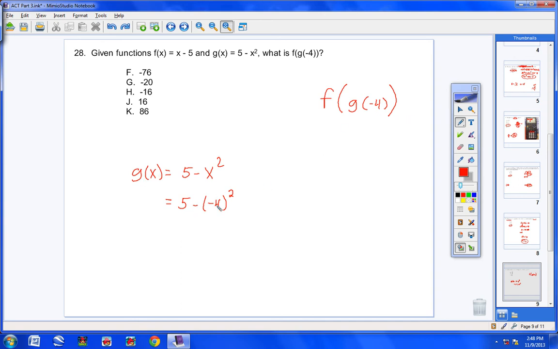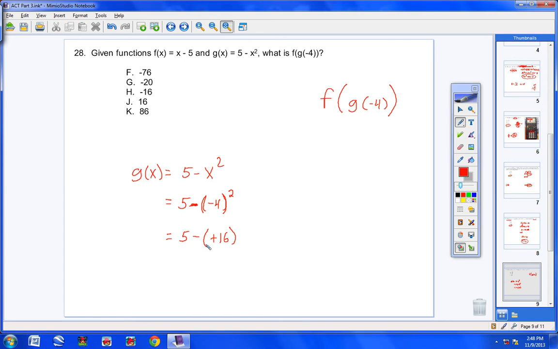Now, when you square a negative 4, guys, look, it's in parentheses. It's negative 4 times negative 4. So now you have 5, and then bring down your negative sign, and then negative 4 squared is a positive 16. If you feel comfortable putting 5 minus a positive 16, that's fine, I don't mind that. It's a little redundant, but that's okay. So I brought down my 5, I brought down my negative sign right here, and then I squared my negative 4. Negative 4 times negative 4 is 16.